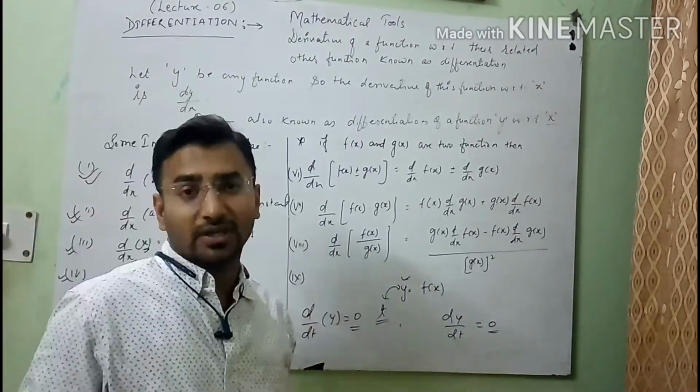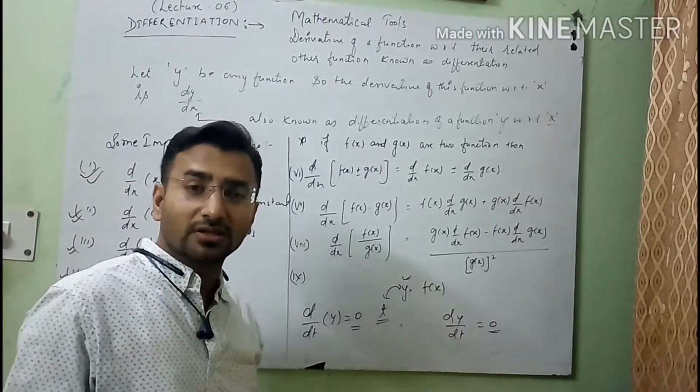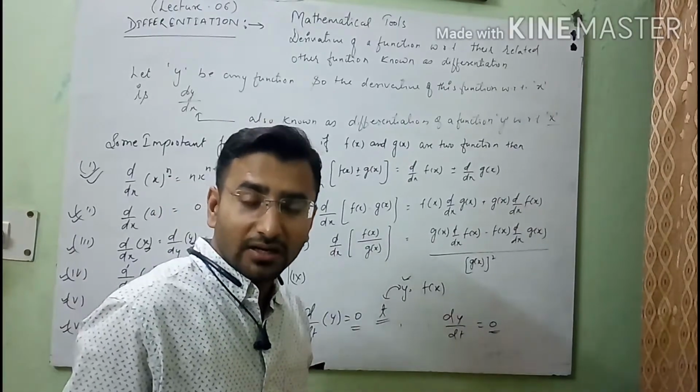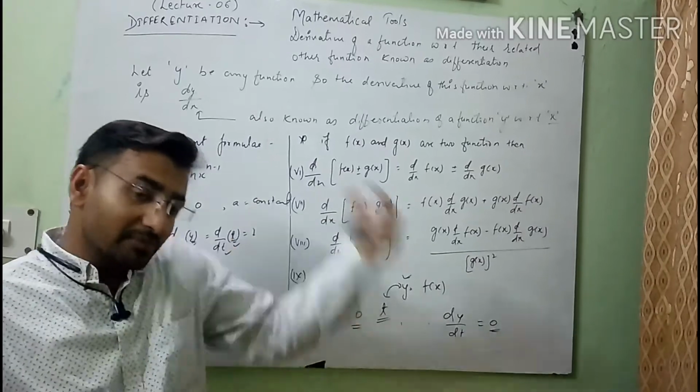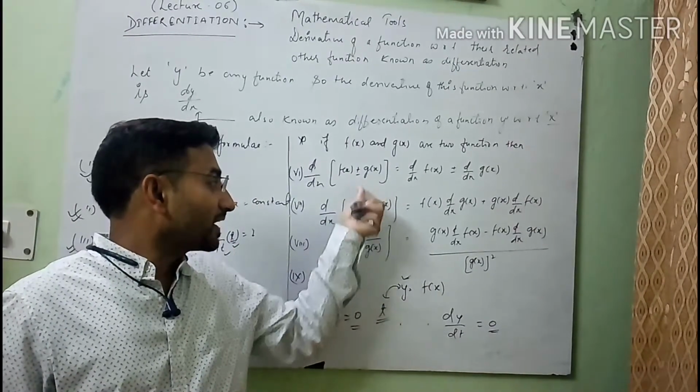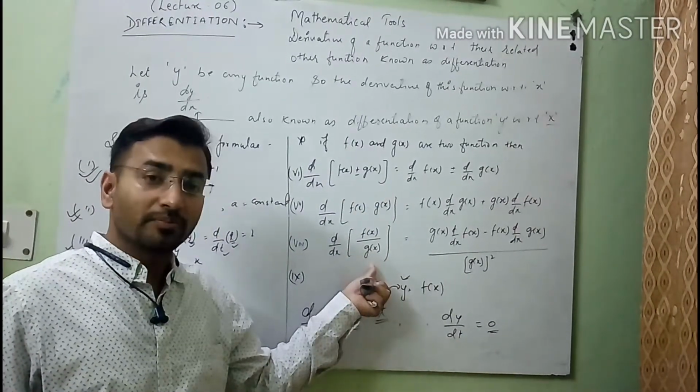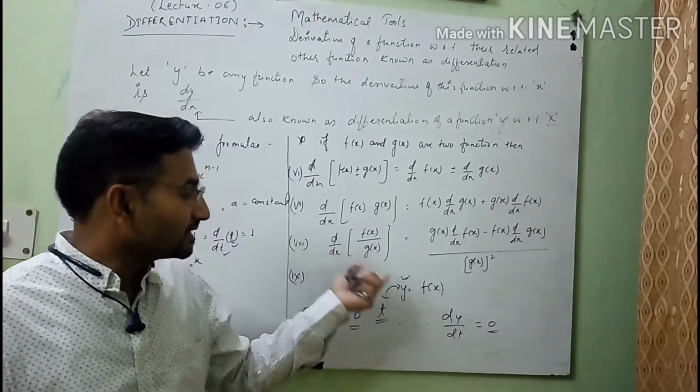You know the operations. In mathematics we study 4 types of operation: plus, minus, product and division. So here we will see how we differentiate if the problem comes in the form of addition or subtraction, product and division. Then how we will differentiate the function, we will see here.